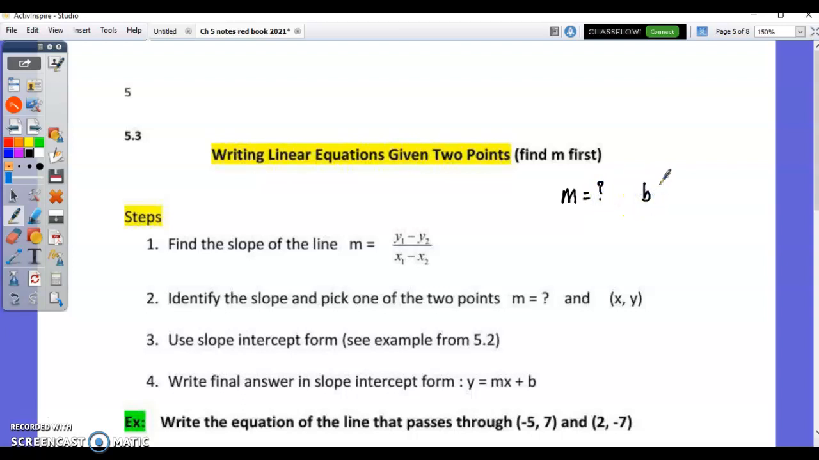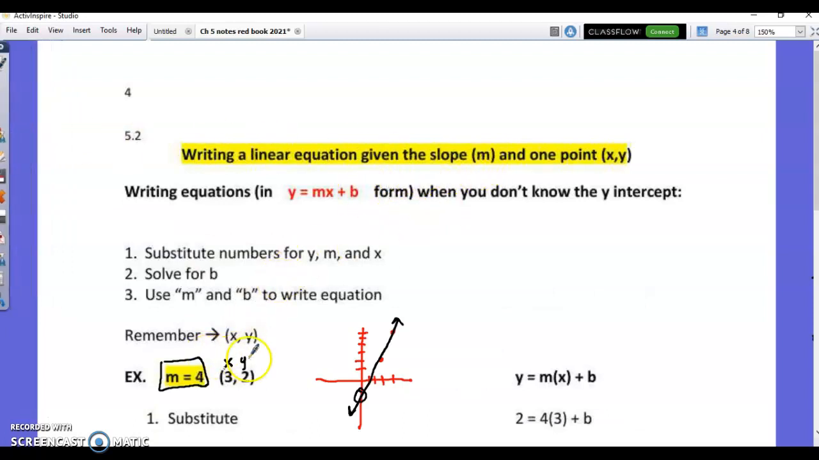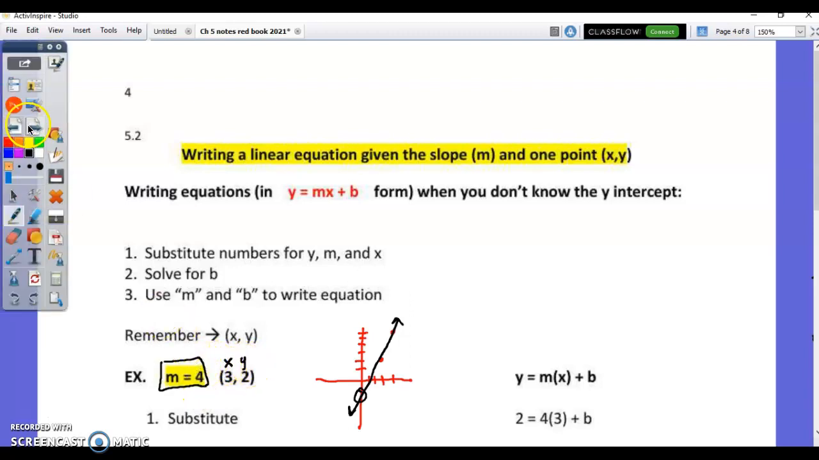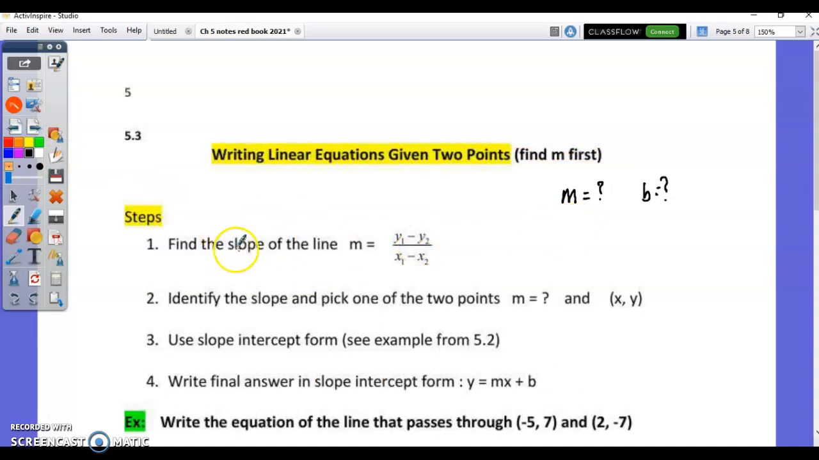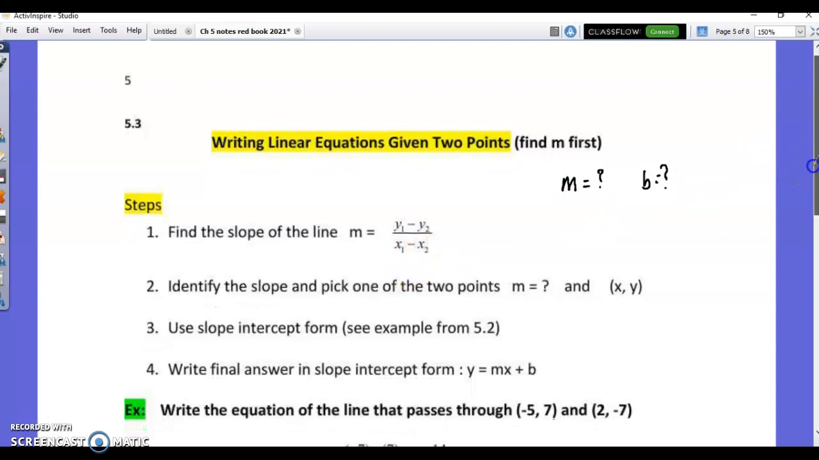know what b is. All right, so in the previous section, I gave you m, but then just one other point, and we were able to do that. So now we have 2 points, and we only need 1, but we also need to find what our slope is. So the first step is to use this equation to find the slope, your change of y's over your change of x, a skill we've covered before.